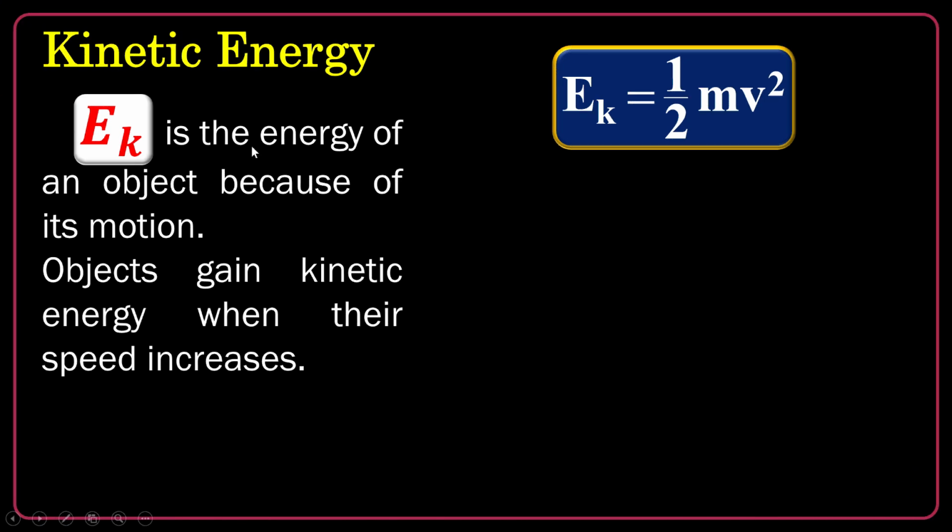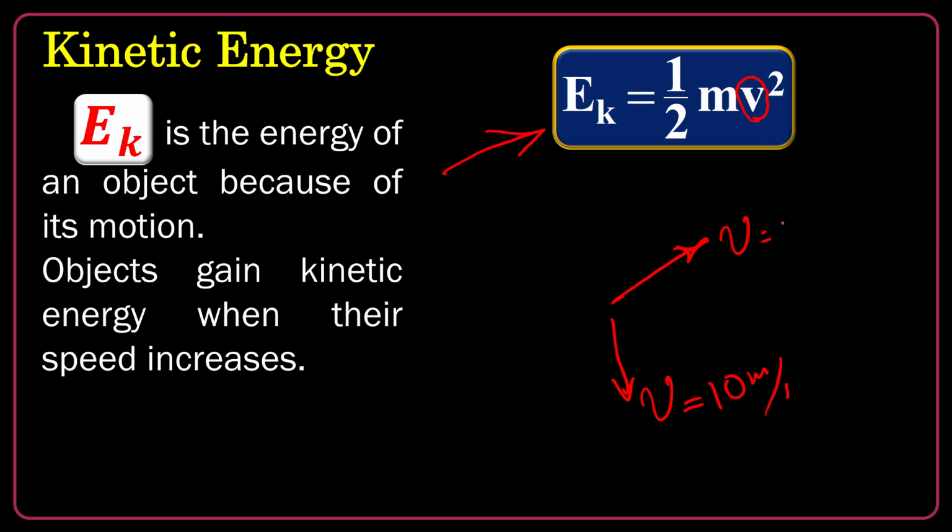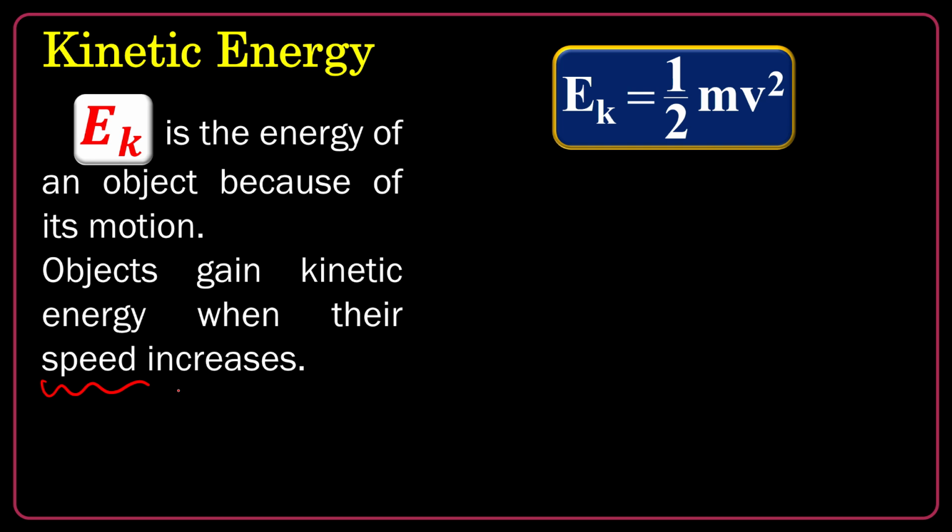In short, kinetic energy is the energy of an object because of its motion. Objects gain kinetic energy when their speed increases. You see that kinetic energy is sensitive to speed, not velocity. Direction doesn't matter here, whether the object is moving south, west, north, east, whatever. Basically, if the speed is the same, let's say 10 meters per second, you will have the same kinetic energy for the object. So direction won't make any change in kinetic energy. This is why we say when they gain speed, not when they gain velocity.